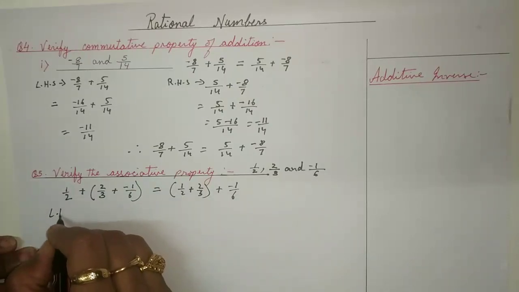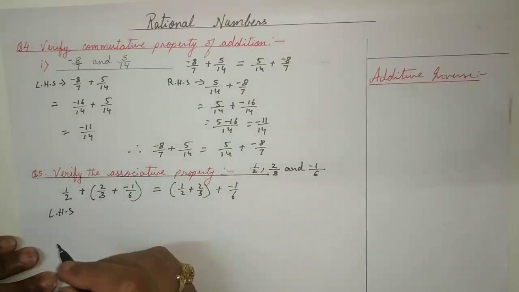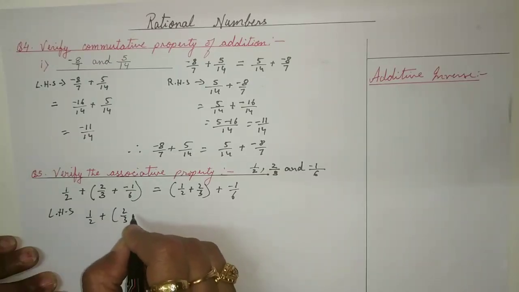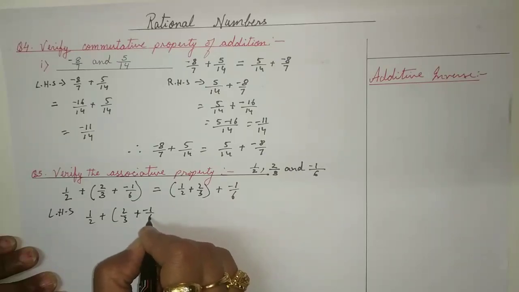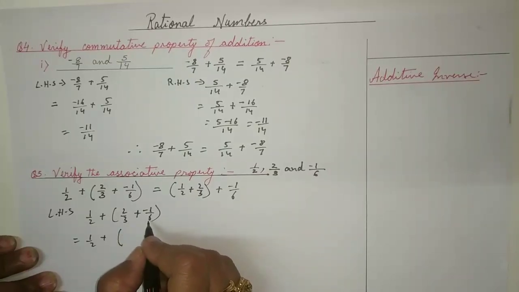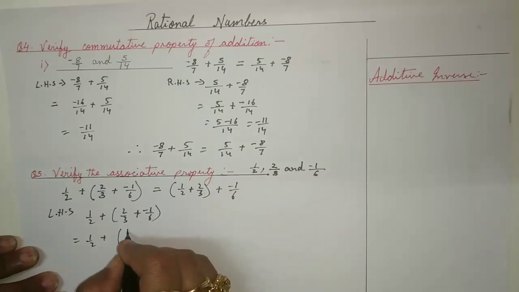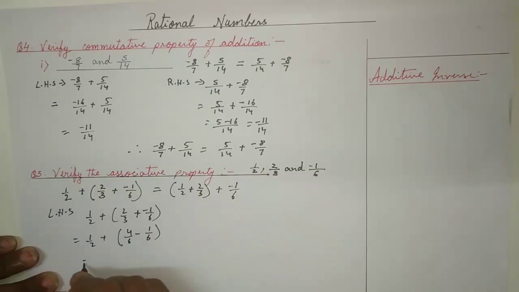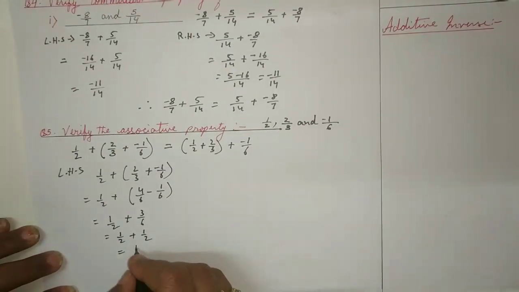So suppose it is the LHS first. The left hand side is equal to half plus 2 by 3 plus minus 1 by 6, which is equal to half plus, now 3 and 6, so the LCM is 6, which we have already discussed in the previous question. So this becomes 4 by 6 minus 1 by 6, which is half plus 3 by 6, that is equal to half plus half, which is equal to 1.